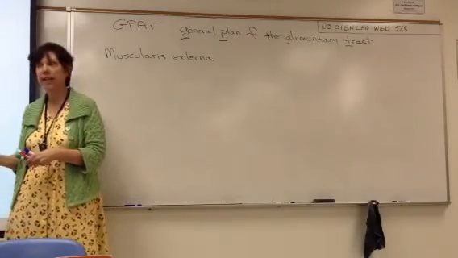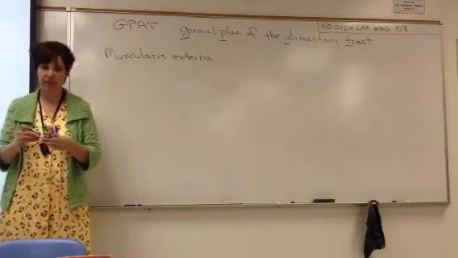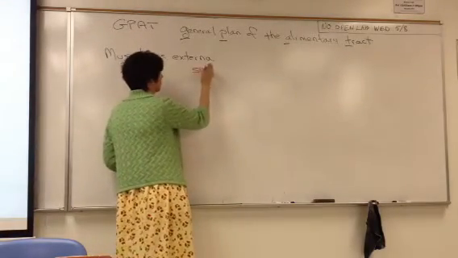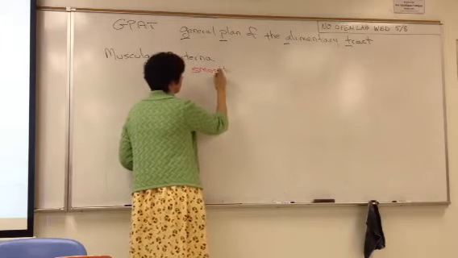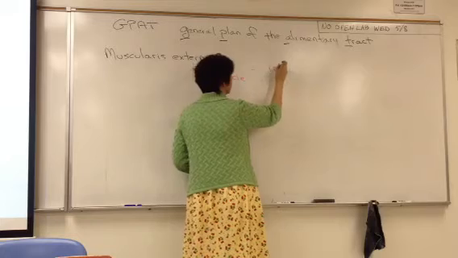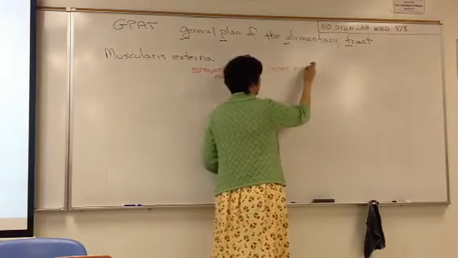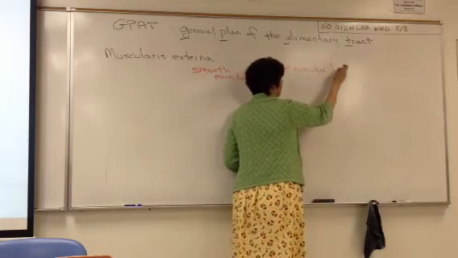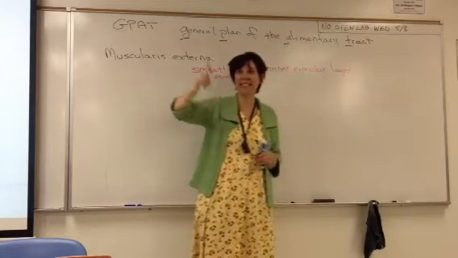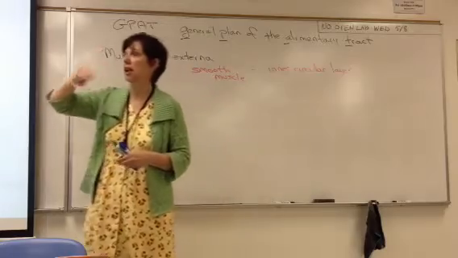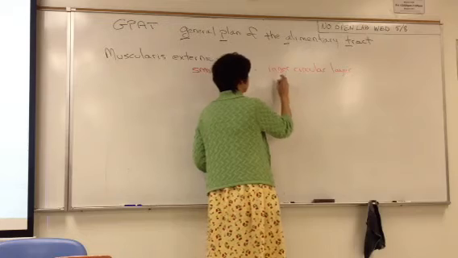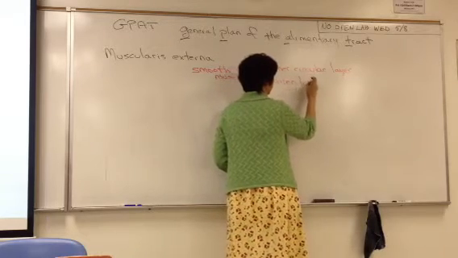And in our template, we have two layers of smooth muscle. We have an inner circular layer, so the muscle cells are oriented so they form rings around the digestive tube. And we have an outer longitudinal layer.